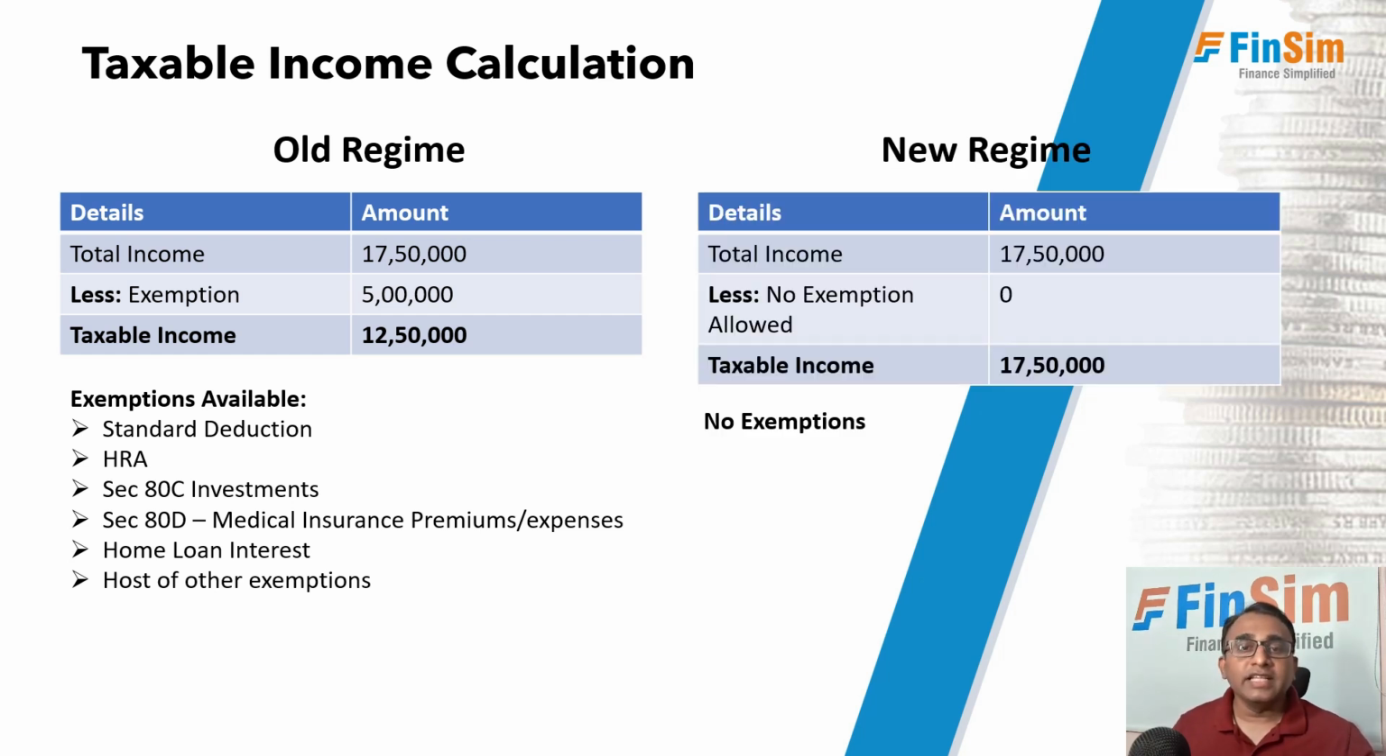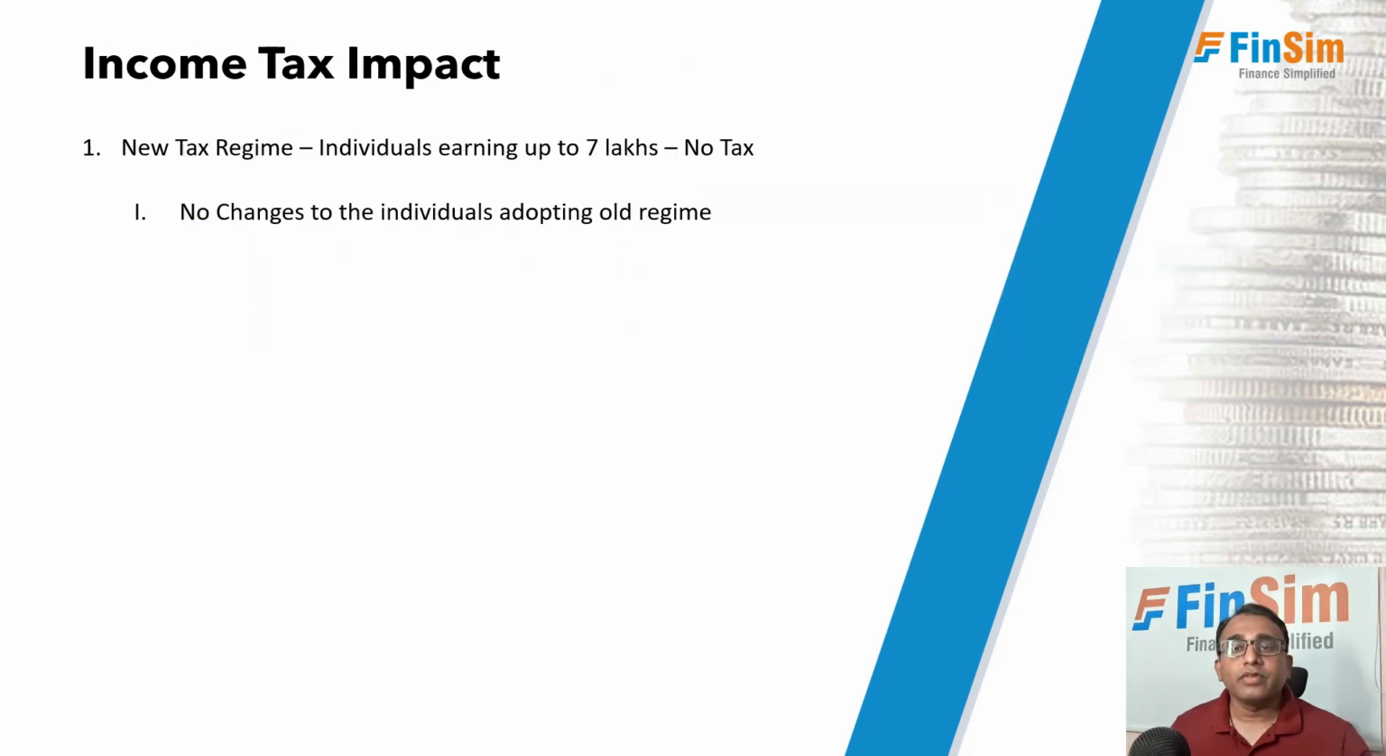Unfortunately, no such exemption was available under the new tax regime. So the total income of a taxpayer would remain his taxable income as well. I hope you now understand the primary difference between these two tax regimes.